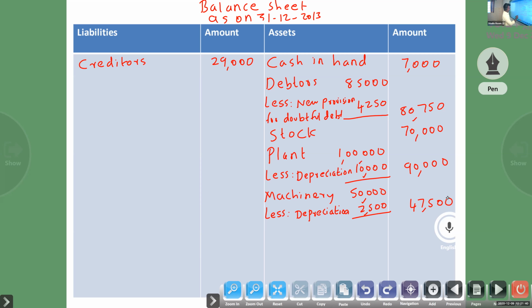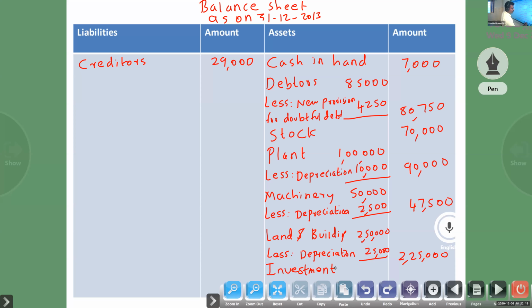Next, land and building. Yes, depreciation is there. Land and building 2,50,000 less depreciation 25,000. So 2,25,000. Next, investment. Closing, no adjustment, 20,000. Investment 20,000.